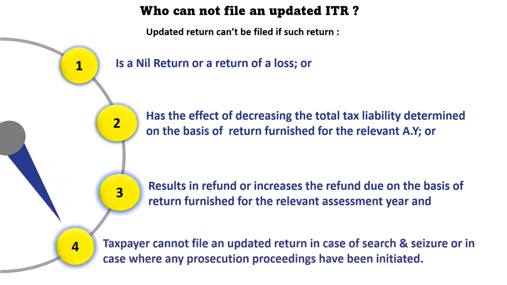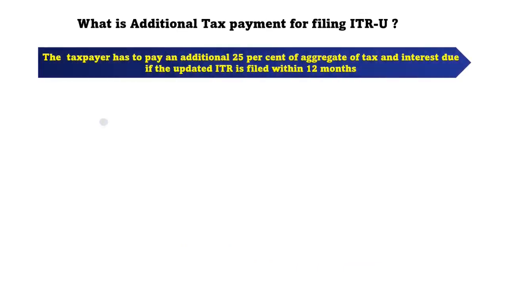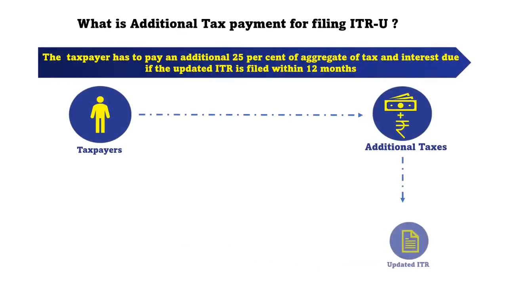A taxpayer can also not file an updated ITR in case a search or seizure operation or any prosecution proceedings have been initiated. While filing ITR-U, a taxpayer is also required to pay additional taxes.